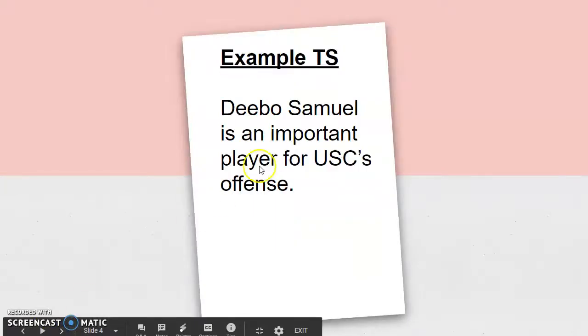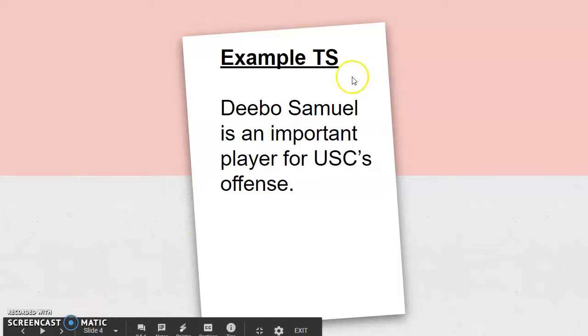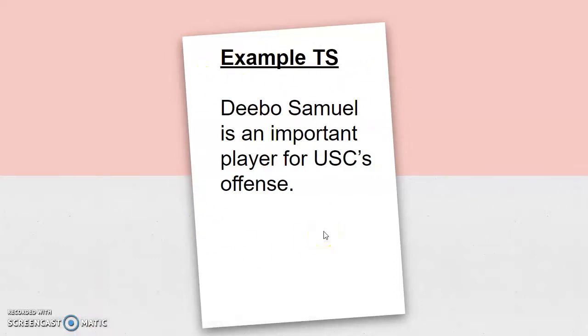So, my topic sentence here is that Debo Samuel is an important player for USC's offense. That's my claim. That's what I'm stating. That's in my own words. Now, how do I prove this? Okay, that's where I have to find some evidence. Now, this is a video, but I can still quote from a video. But usually, you're reading something and you quote from that.